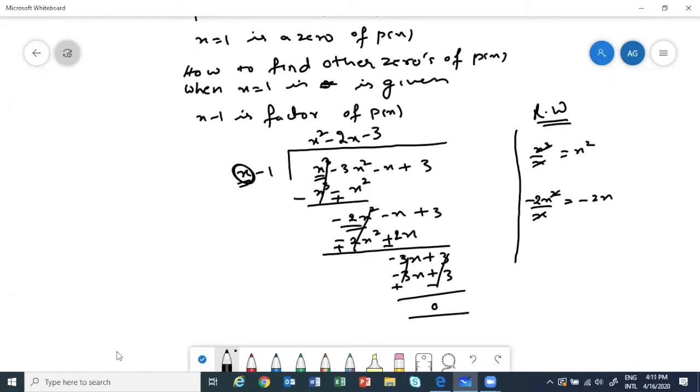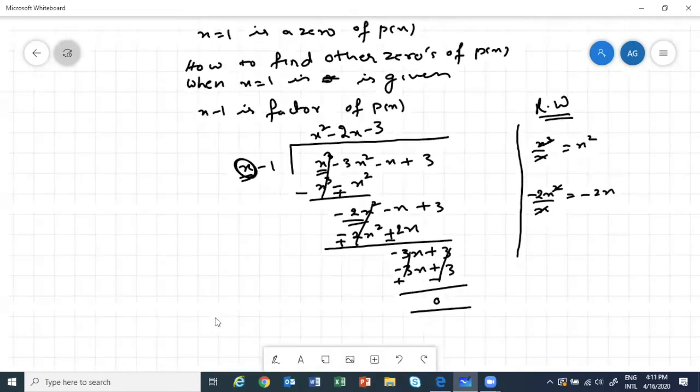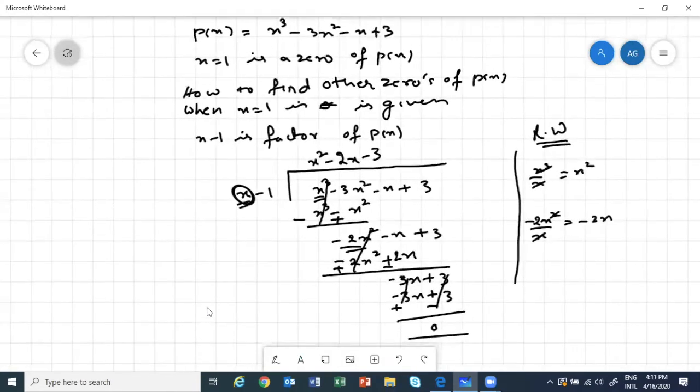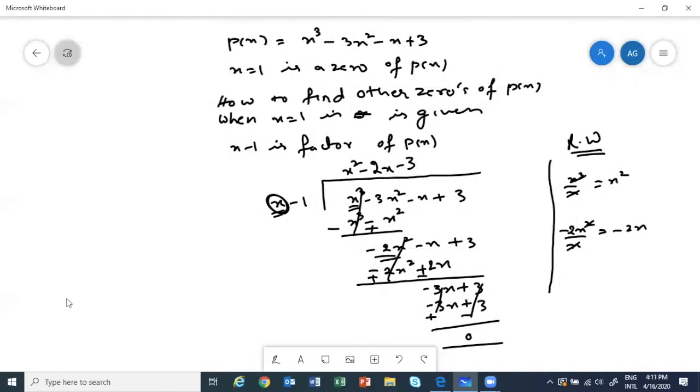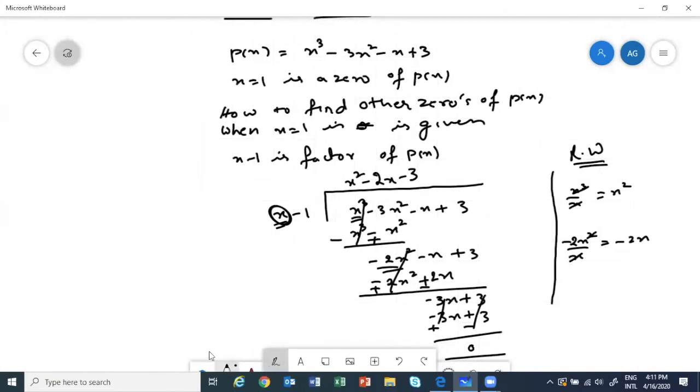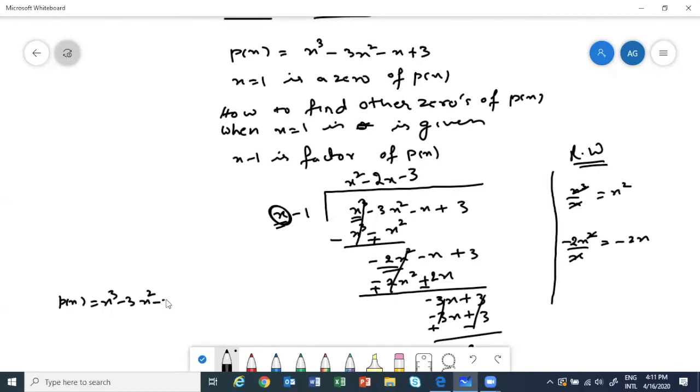After this, what we used to do? After this, we wrote our polynomial. We wrote Px equal to x cube minus 3x square minus x plus 3, which can be written as divisor into quotient. Okay, we wrote it as x minus 1 into x square minus 2x minus 3.